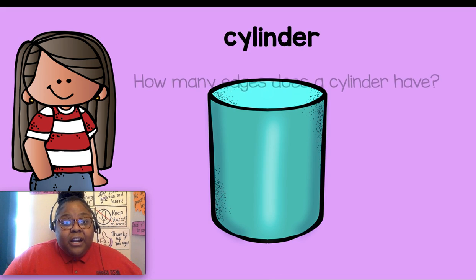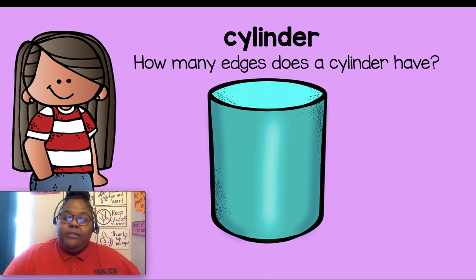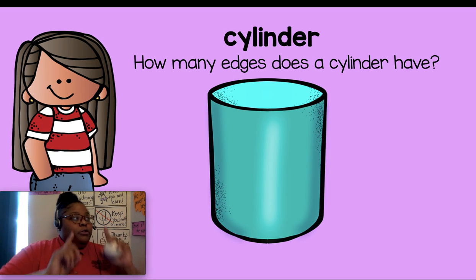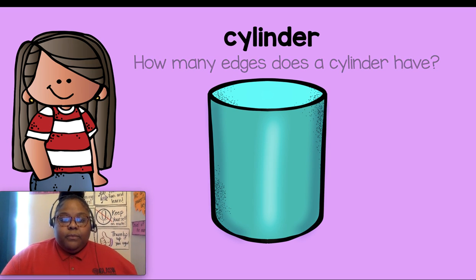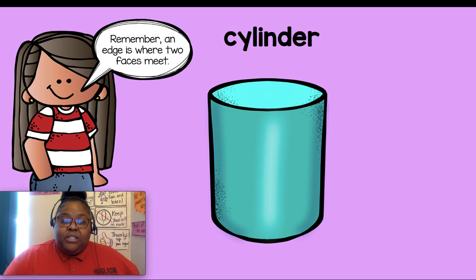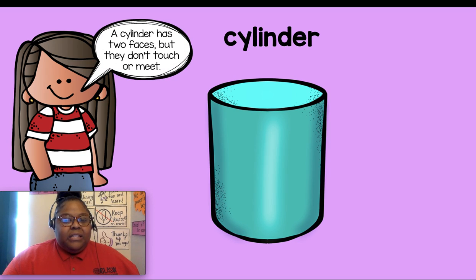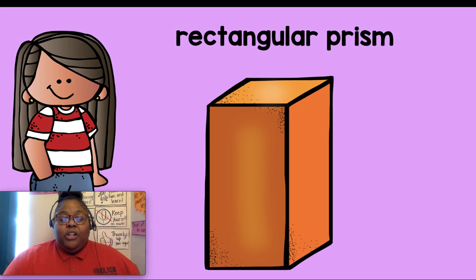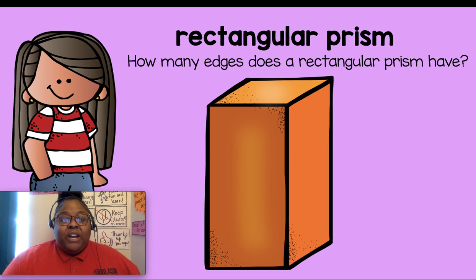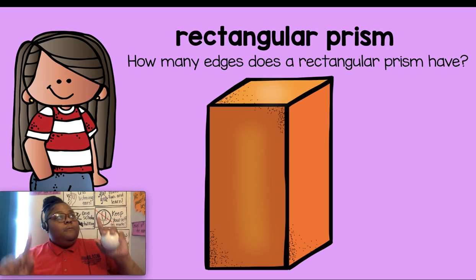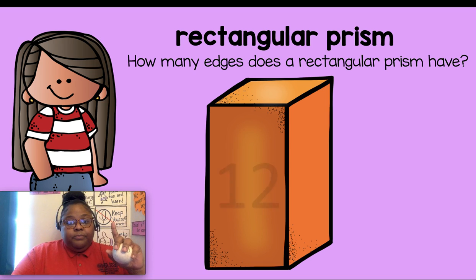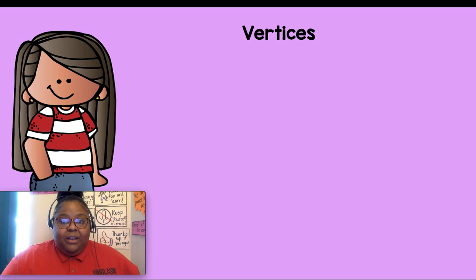How about our cylinder? How many edges does a cylinder have? Remember, an edge is where two faces meet. A cylinder has two faces, but they do not touch or meet. So the answer is 0. I tried to trick you again. How about our rectangular prism? How many edges does a rectangular prism have? 12.